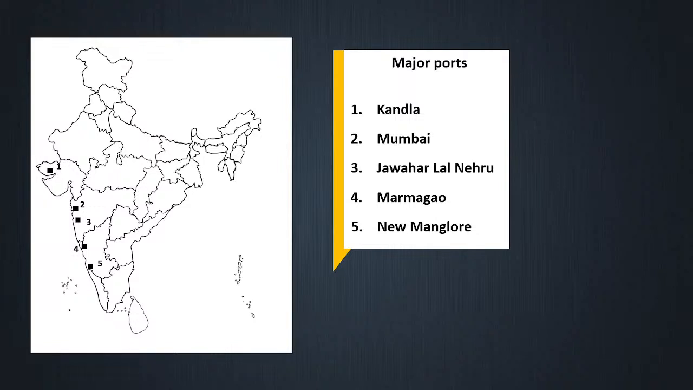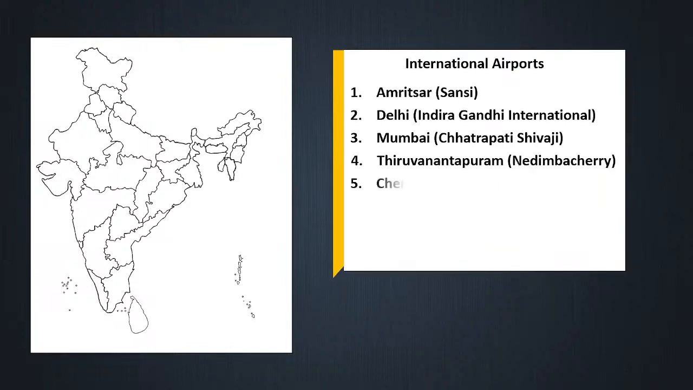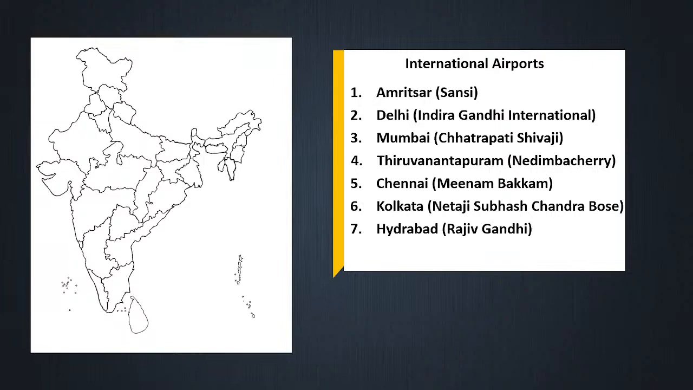Kandla, Mumbai, Jawaharlal Nehru, Marmagaon and New Mangalore, done for everyone? Come on, do it fast, be quick. Next we have international airports: Amritsar, Delhi, Mumbai, Thiruvananthapuram, Chennai, Kolkata and Hyderabad. Okay, so where is Amritsar? Eyes on the screen. Amritsar is in Punjab. Delhi is the capital. Third one Mumbai in Maharashtra. Fourth one in Kerala. Fifth in Chennai. Sixth in Kolkata. Seventh in Hyderabad.